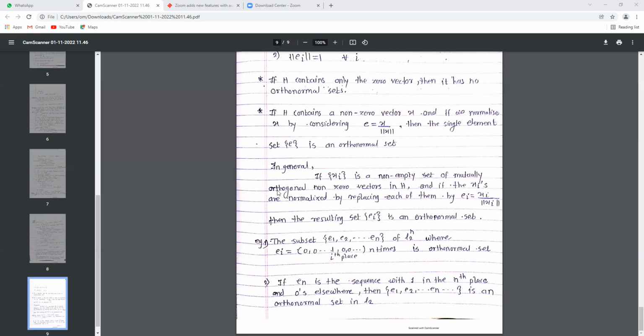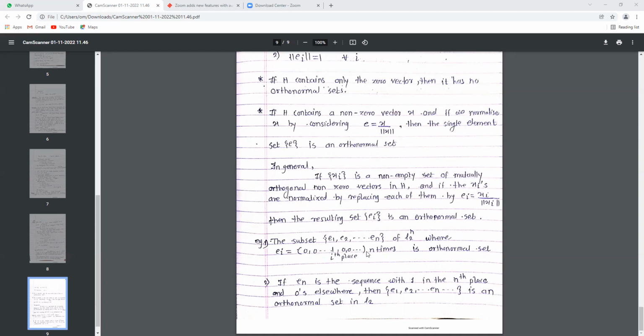In general, if the x_i form a non-empty set of mutually orthogonal non-zero vectors in H, and the x_i are normalized by replacing each of them by e_i equal to x_i divided by the norm of x_i, then the resulting set {e_i} is an orthonormal set.